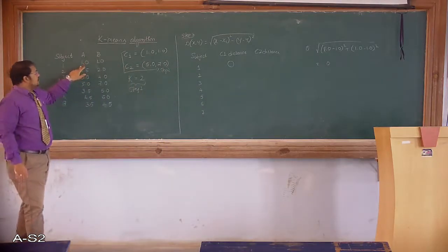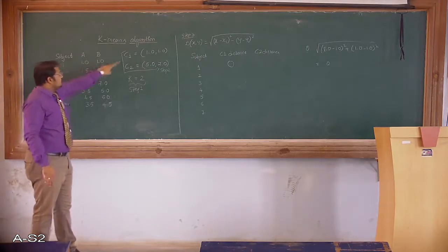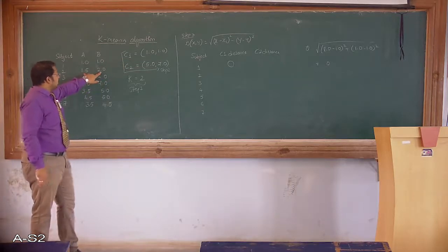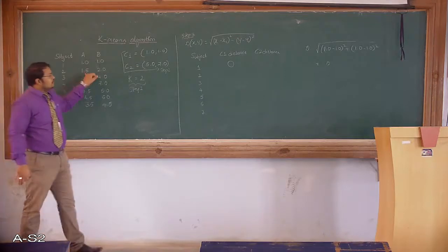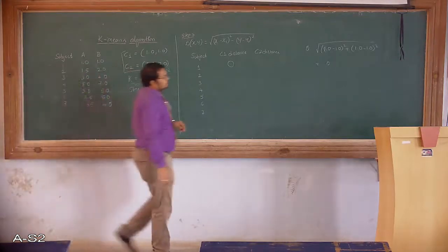Understand? Now the same thing for cluster 1, the distance for the second one: it is (1.0 minus 1.5) whole square plus (1.0 minus 2.0) whole square.